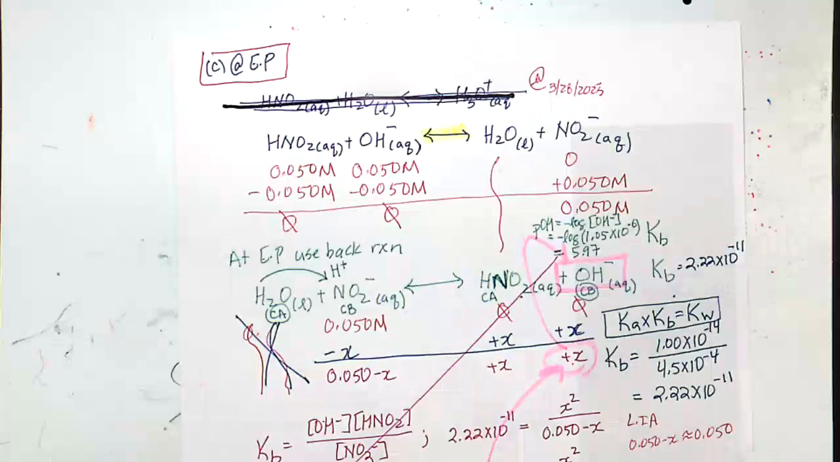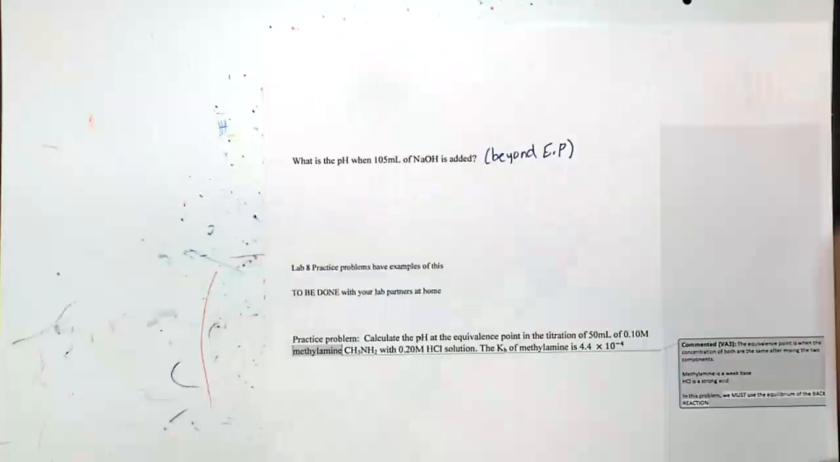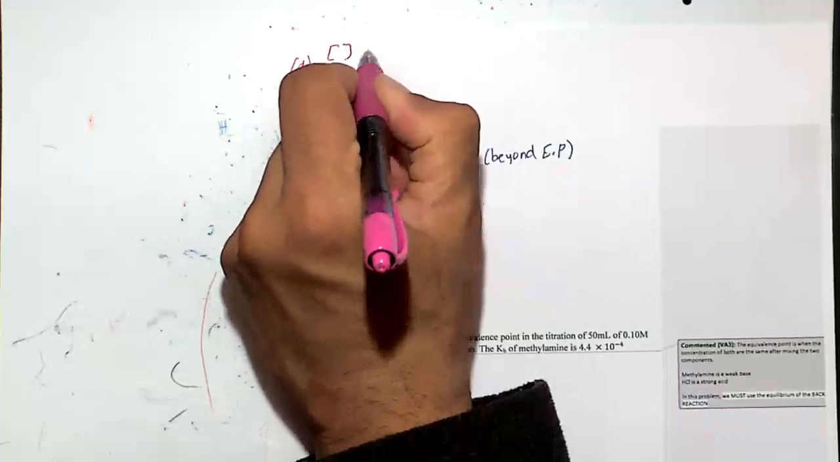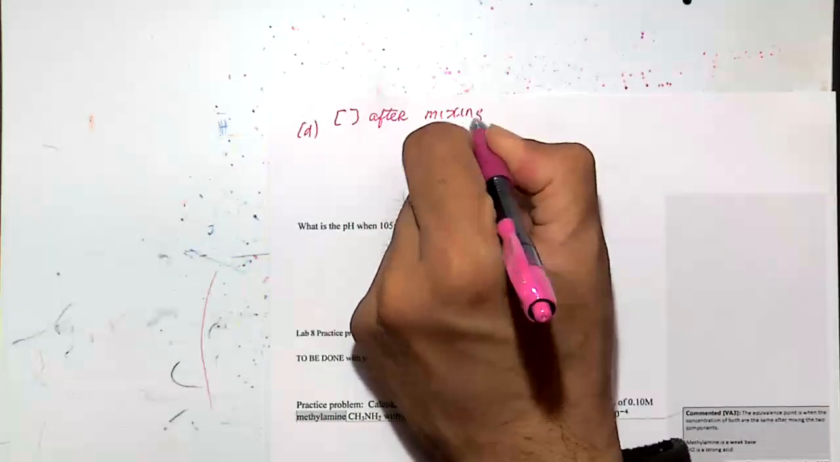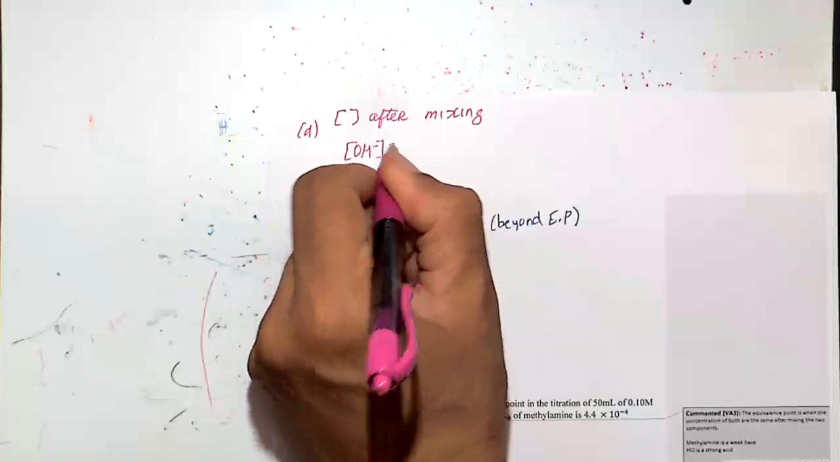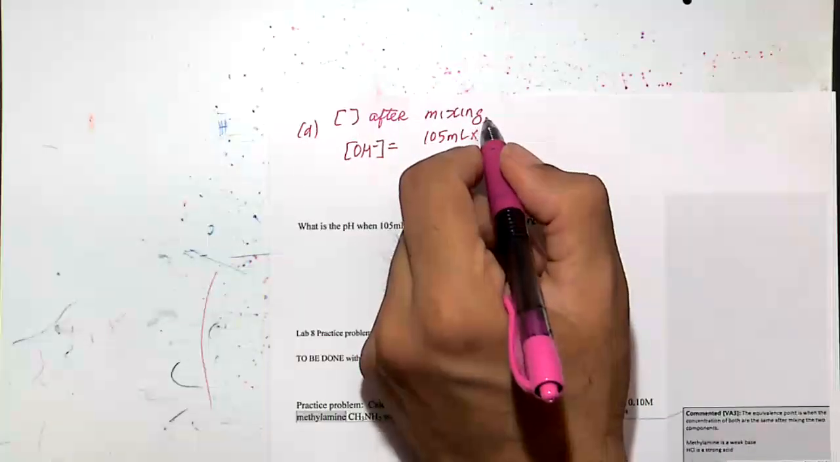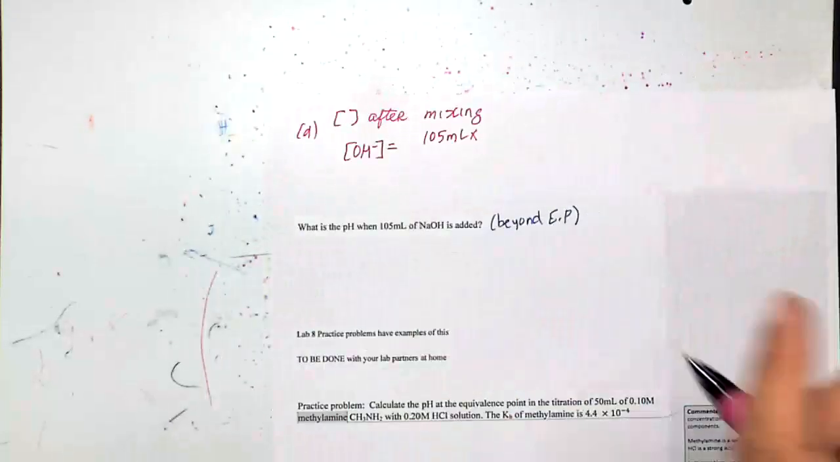Our last phase of the titration is after the equivalence point, on page 8 of our notes. After the equivalence point, 105 mL of NaOH. Let's quickly do this one. First thing is we'll calculate the concentration after mixing. We'll first do OH minus, 105 mL. What's the concentration of OH minus? 0.10 molar at the very beginning of the problem.